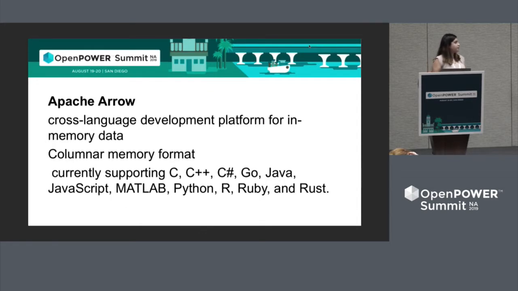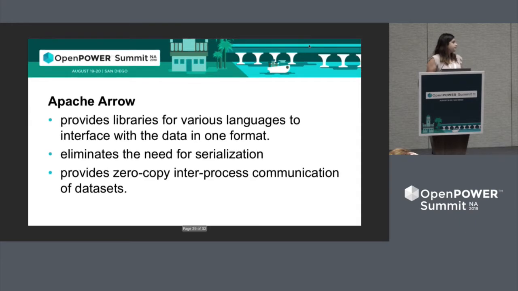Apache Arrow is a cross-language development platform for in-memory data. There are many languages that support it: C, C++, the list goes on. This is only some of the languages. By eliminating the need for serialization, Apache Arrow can reduce the data transfer overhead when data needs to be sent back and forth between platforms, in our case from CPU to FPGA and from FPGA to CPU.